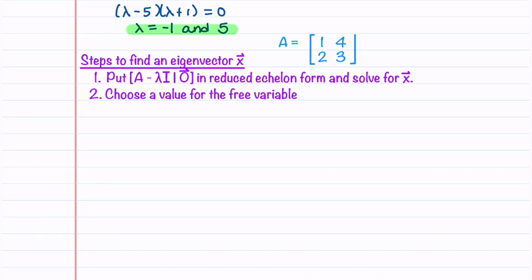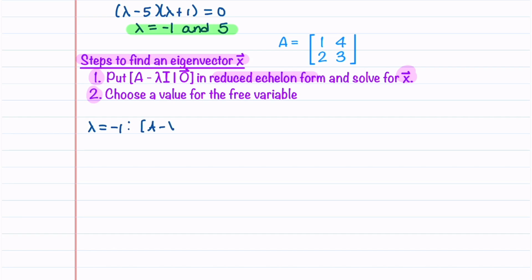Now that we know what the eigenvalues of matrix A are, we can find their corresponding eigenvectors. To do this, we'll take A minus lambda I, augment it with 0, and then put it in reduced echelon form and solve for x. We'll then choose a value for the free variable. Let's find the eigenvector for our eigenvalue lambda is equal to -1 first.